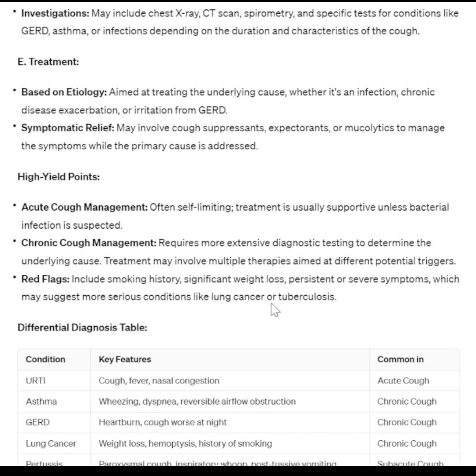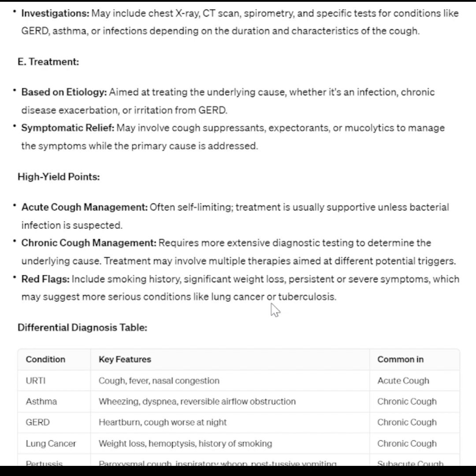Chronic cough management requires more extensive diagnostic testing to determine the underlying cause. Treatment may involve multiple therapies aimed at different potential triggers. Red flags include smoking history, significant weight loss, persistent or severe symptoms, which may suggest more serious conditions like lung cancer or tuberculosis.